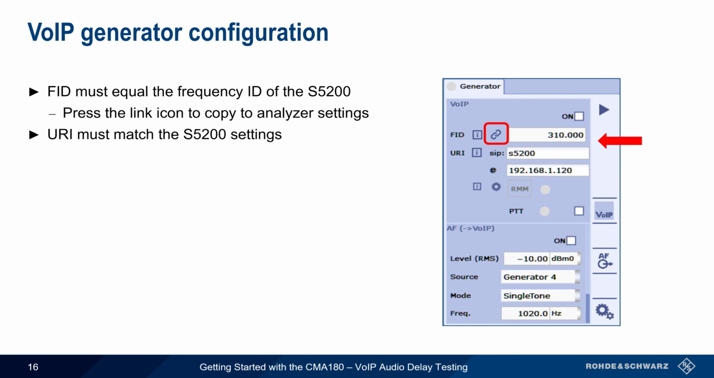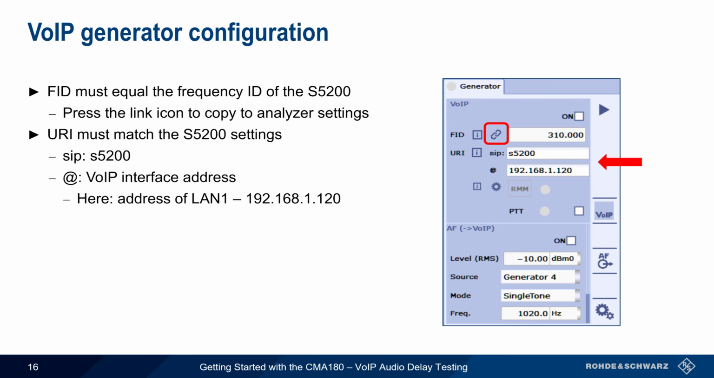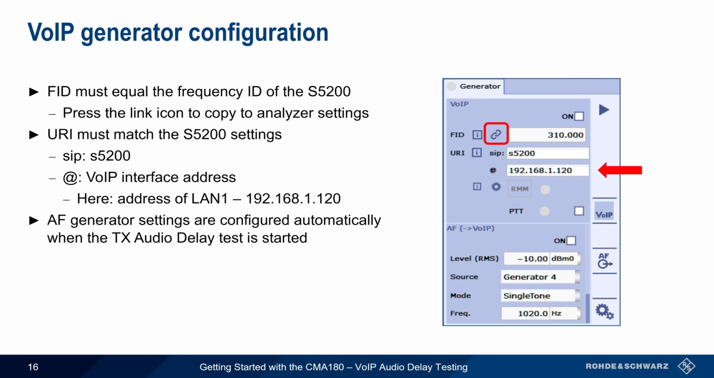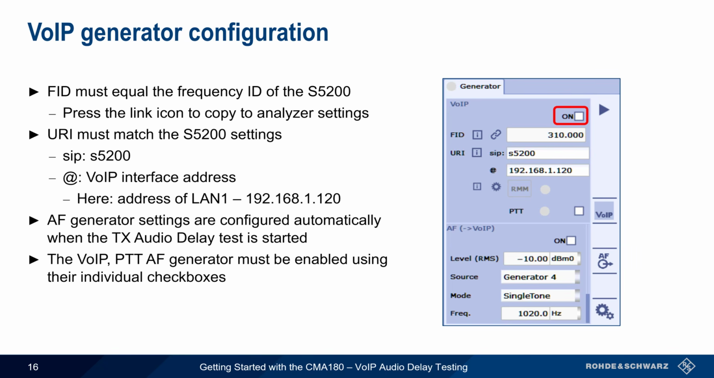Next, we must match the URI to the settings on the S5200. The SIP field should be set to S5200, and the @ symbol should be followed by the VoIP interface address. In our example setup, this would be the address of LAN 1 on the S5200, which we configured to 192.168.1.120. The AF, or audio frequency, generator settings are automatically configured when the TX audio delay test is started. Note too that the VoIP, PTT, and AF generator checkboxes must all be individually enabled.